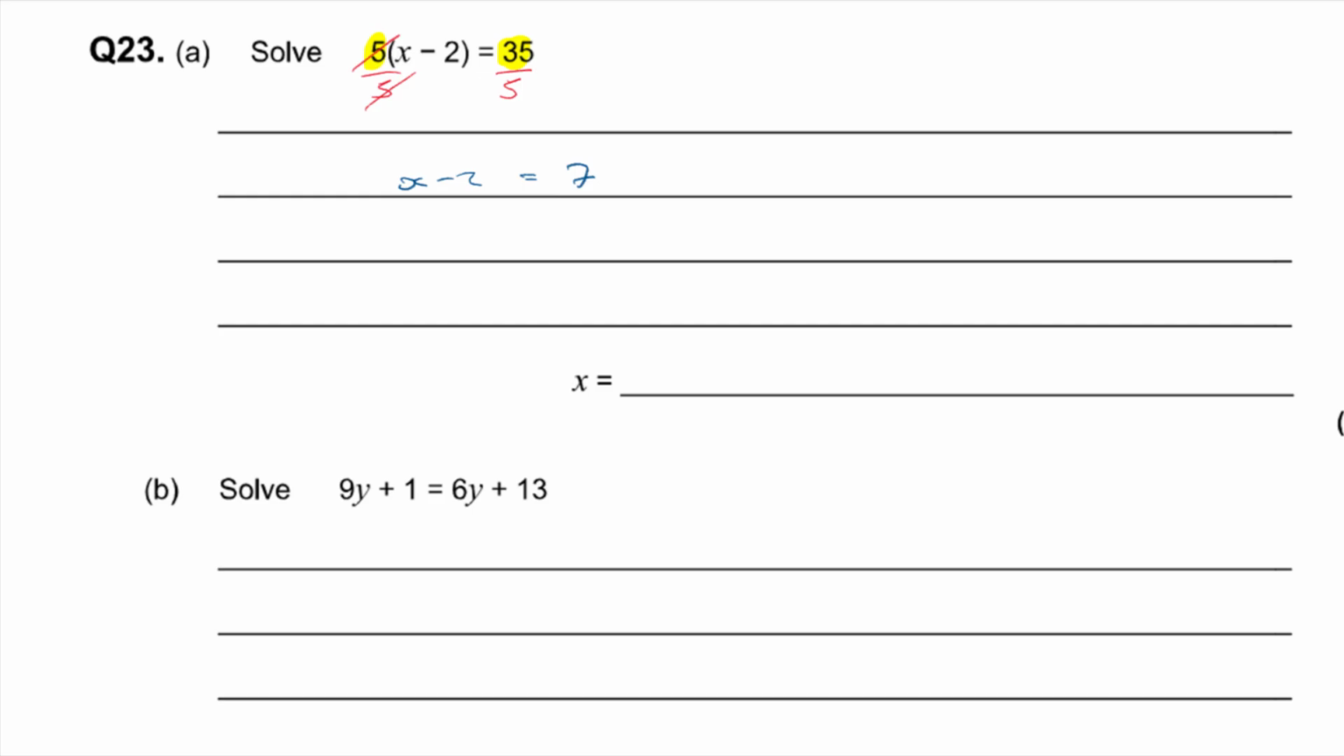So if you can divide both sides by that number at the front of the bracket, then you should go ahead and do that. It makes it a lot easier. And then if I've got x minus 2 is equal to 7, I just need to add 2 to both sides, cancel in there, giving me x on the left and 9 on the right. x is 9.